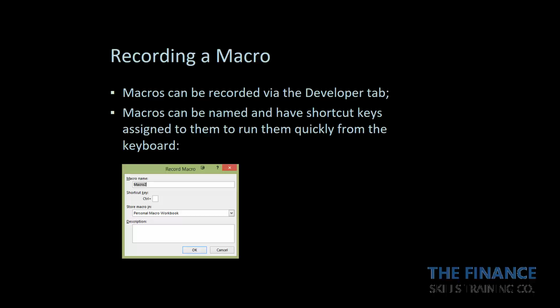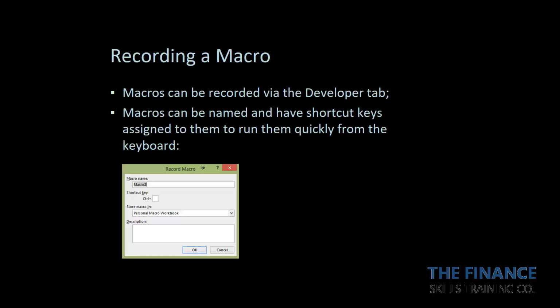On this dialog box, you can name your macro, and you can also assign a shortcut key. Again, something to be careful of is that any shortcut key you assign to your macro will overwrite the default Excel shortcut key. So for example, if you assign the shortcut key Ctrl+C, it will overwrite Excel's default shortcut for copying of data. Then we can choose where we're going to store the macro, and we can store the macro in a number of different places, and we'll discuss that shortly.